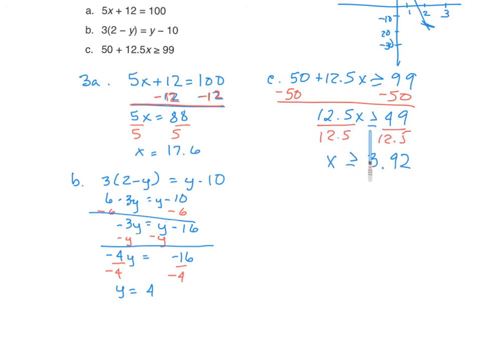Some students were like, well, it doesn't matter. I'll just go put my equal sign there. Who cares? Well, it really does matter. So we're trying to communicate to somebody what our solution set is. So no, you can't change a greater than or equal to just an equal sign. And then we're going to divide both sides by 12 and 5/10. So I now have x is greater than or equal to 3 and 92 hundredths.